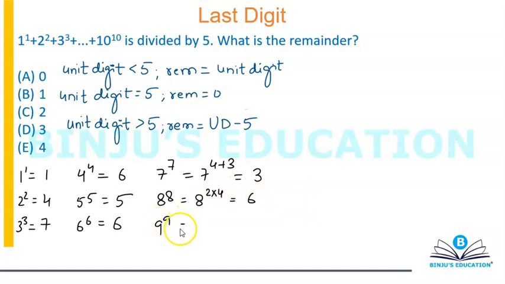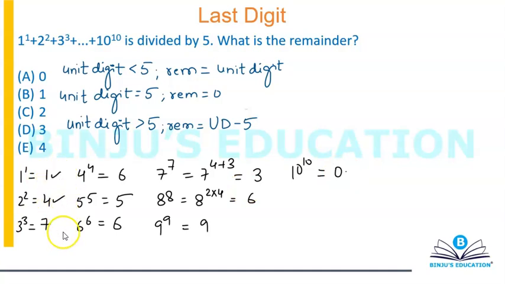9 to the power 9. 2 complete cycles. And then in the third cycle, you're only stuck with the first position. We don't even have to do this in case of 9. We have an odd power in case of 9. I'm really sorry. Odd power in case of 9 will always give you unit digit as 9. And then 10 to the power 10 will always give you unit digit as 0.